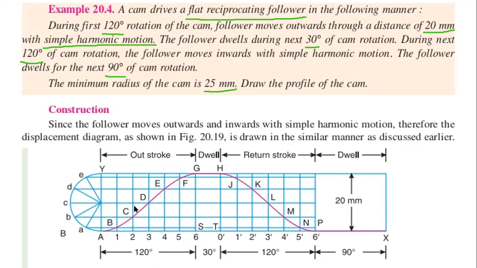So first we have to draw this section. Divide this section of 120 degrees into 6 equal parts. As we have divided the semicircle into 6 equal parts, we have to divide the first outstroke section into the same number of equal parts, that is 6 equal parts only.